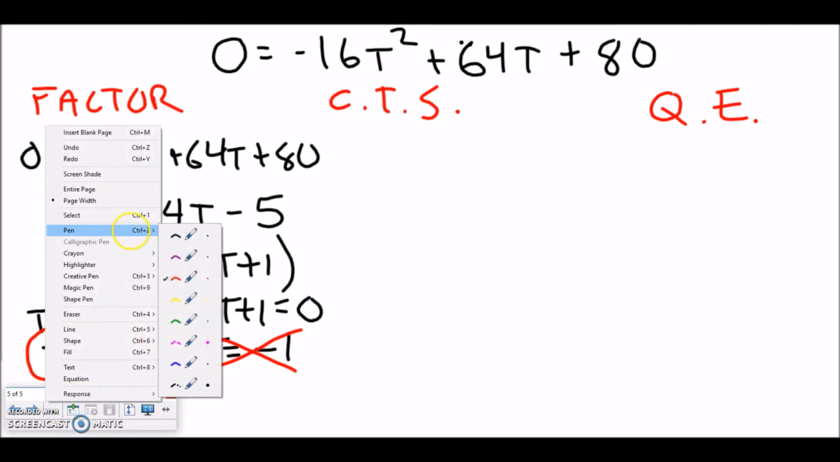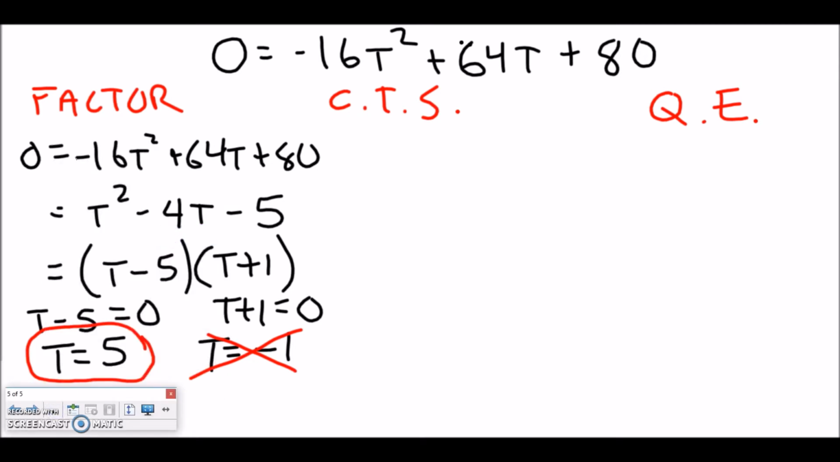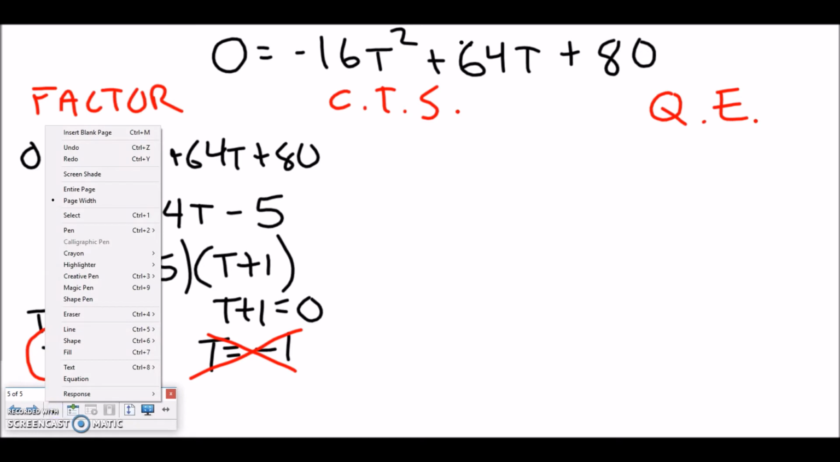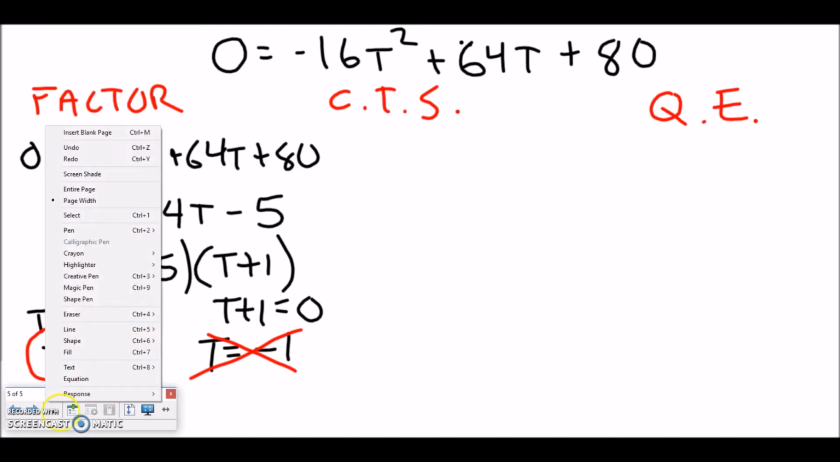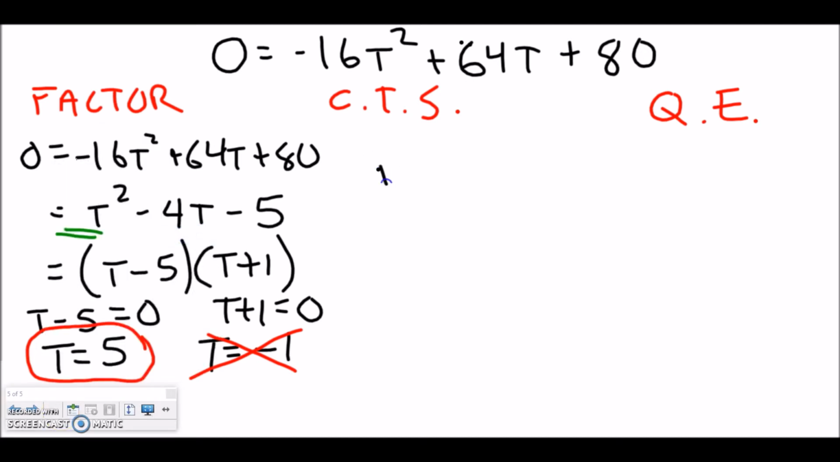Well, that's all well and good, but you decided that you wanted to complete the square. Well, in order to complete the square, our leading coefficient, a, has to be 1, so you absolutely would have to reduce. What if you completed the square? What would that look like? Well, you started with t squared minus 4t minus 5 equals 0. You know you need to add that 5 to the right side.